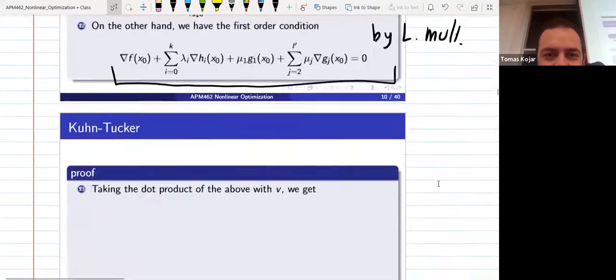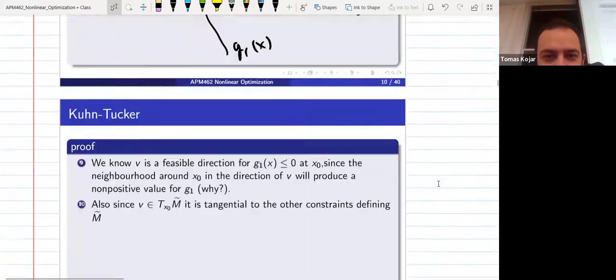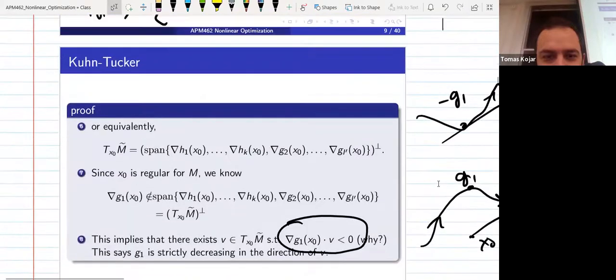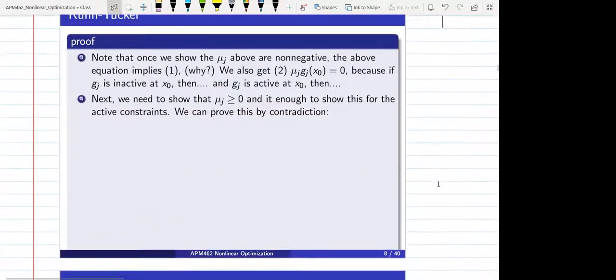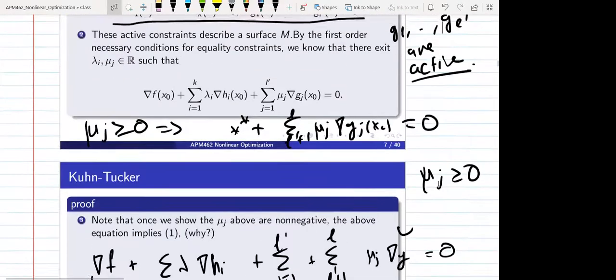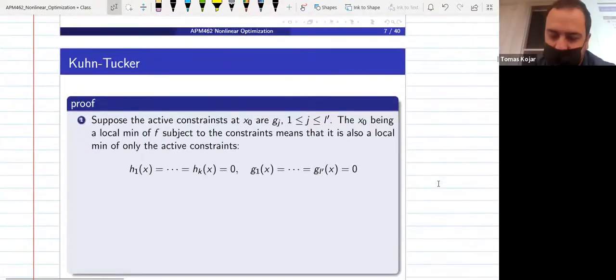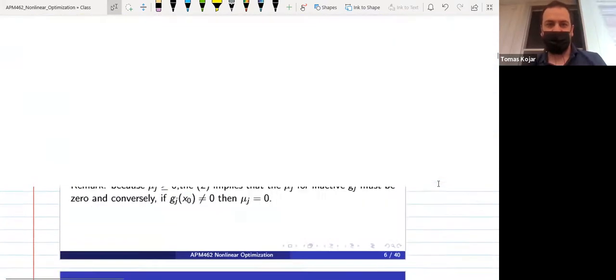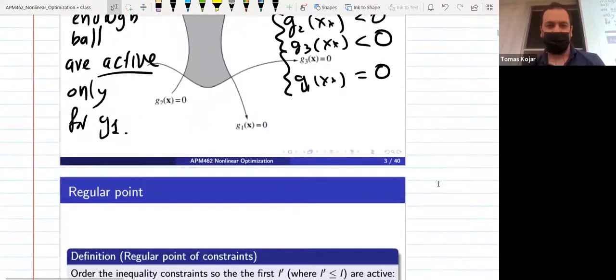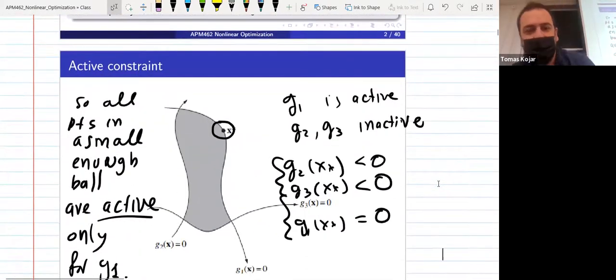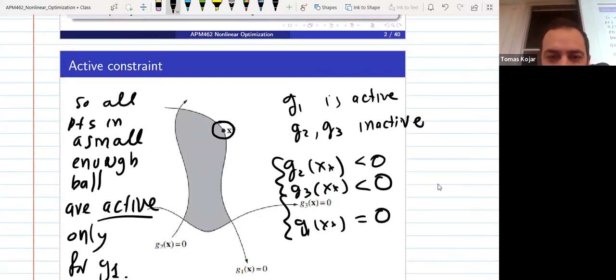So is it okay that when the constraints are inactive, we can ignore them? Yeah, does that make sense? Because if you take a ball around it, if X star is inactive, the points around it will be inactive for the same constraints, right?